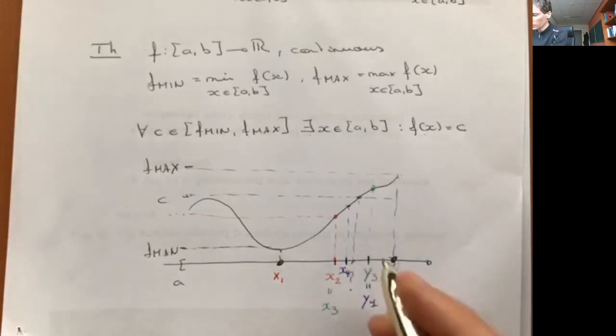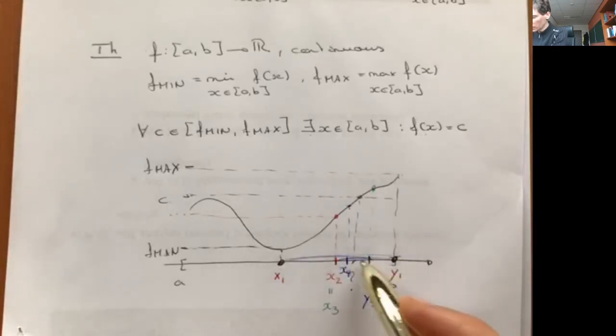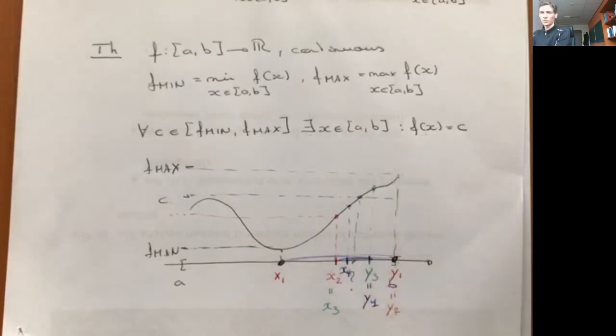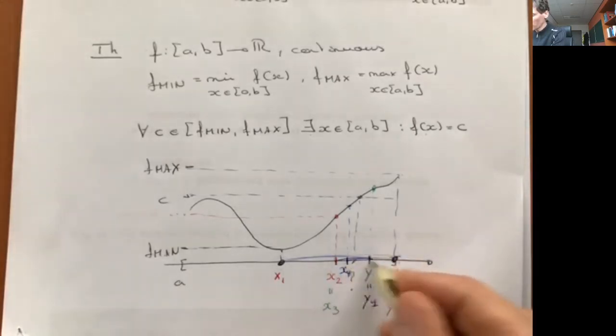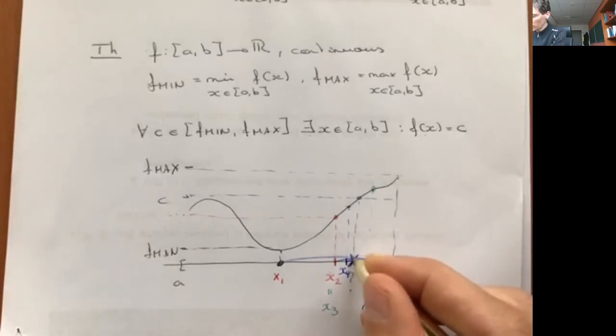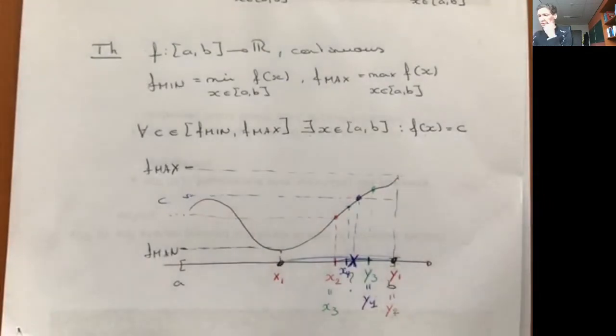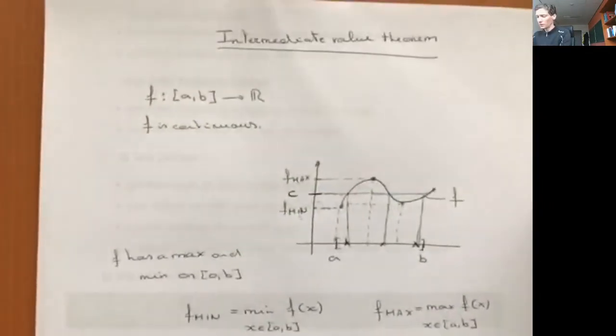So we see the first interval had this size, the second interval, the green one, has this size, the third interval will have this size. So each iteration of this algorithm will get the x and the y closer and closer together. So we hope that in the limit, if you do this over and over again, then this interval will collapse to a single point, and actually it will collapse to exactly this value for which the function value is equal to c. Okay, so this is the idea behind the proof.